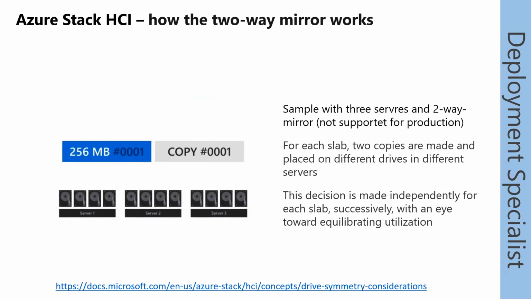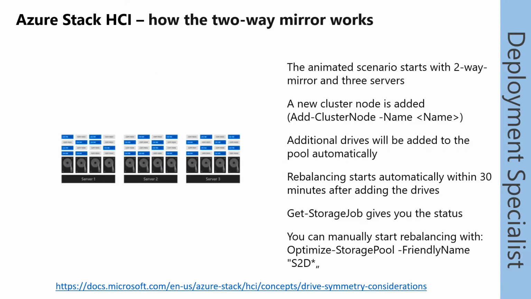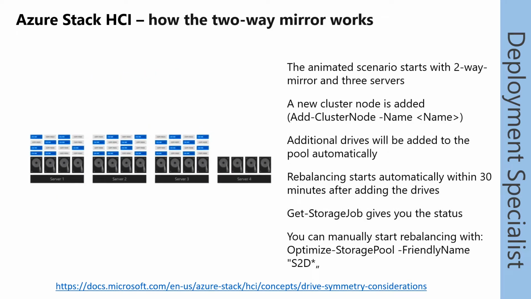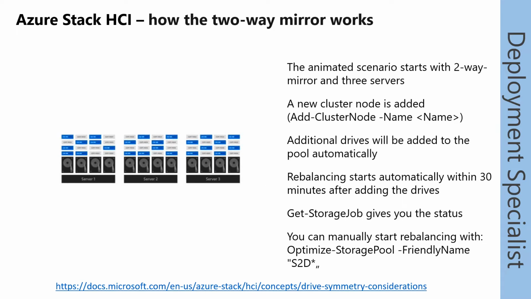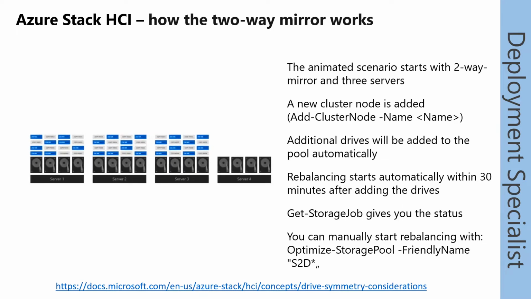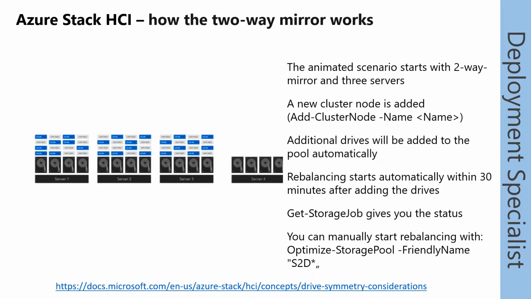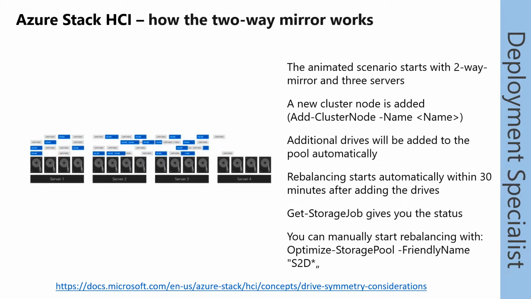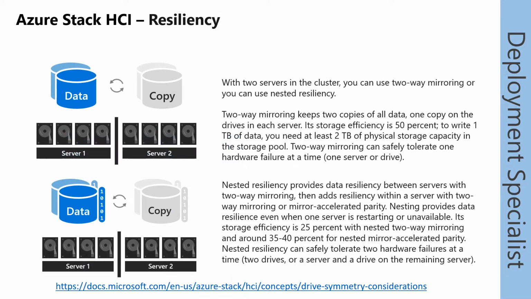This concept with the slabs helps us to be flexible in adding servers, because if we add a server, we can use rebalancing to rebalance the slabs across the servers. And so I can use 4 servers with three-way mirror. I can use 5, 6 servers with three-way mirrors. Three-way mirroring starts with 3 servers. With 2 servers, we have the two-way mirror.